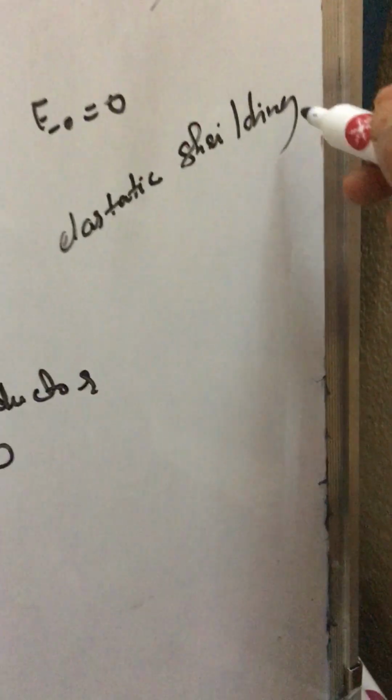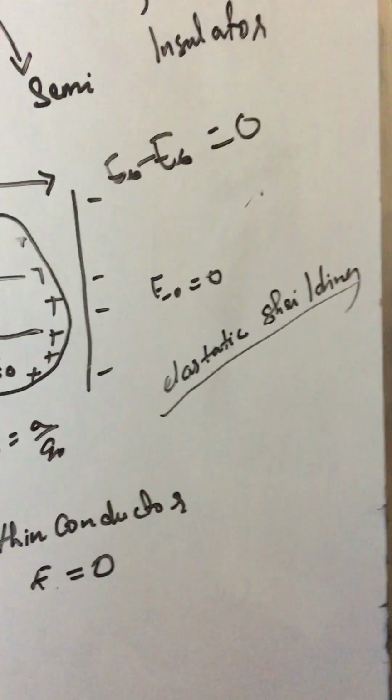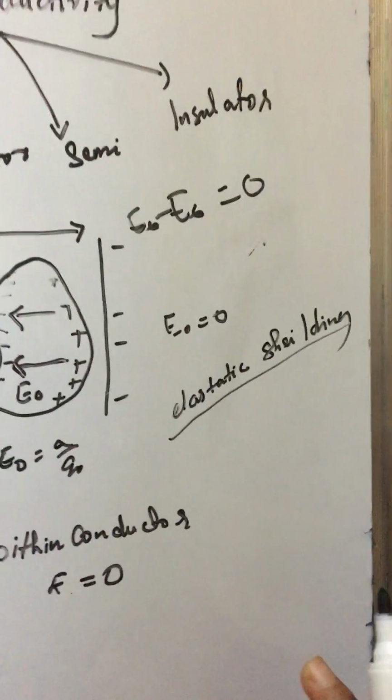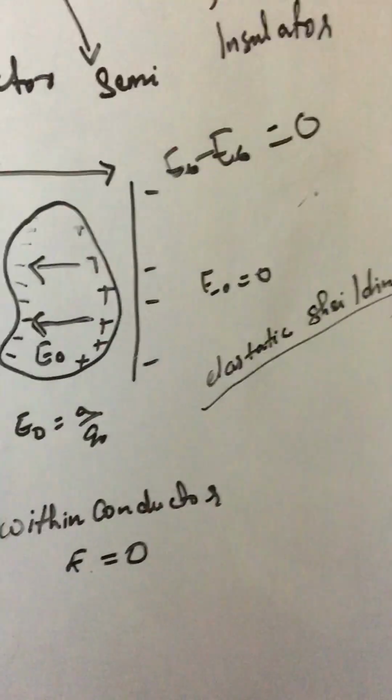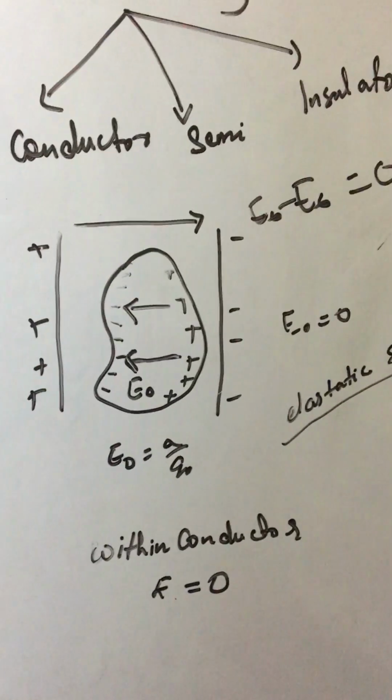So this process is known as electrostatic shielding. But in a car, there is no guarantee that you are completely within the conductor, because there are tires and other parts also. And that's why sometimes you have been given such a question also.